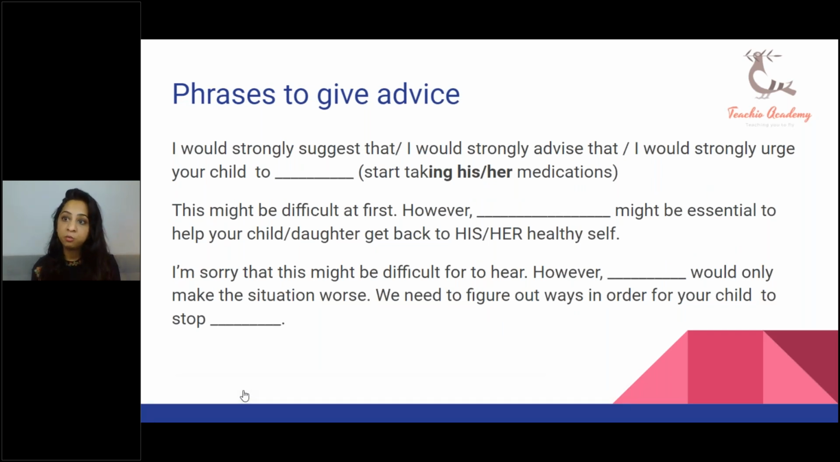Again, the phrases to give advice also need to be modified as to, I would strongly suggest that your child should take his medications, or I would strongly advise that your child starts taking his or her medications. So if you just take a screenshot of this, this is how you will modify your phrases to give advice for when the patient and the person in front of you are different people.